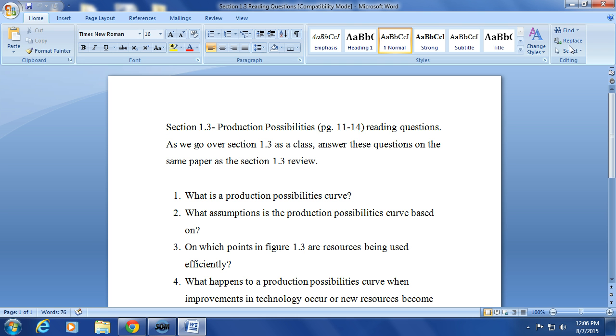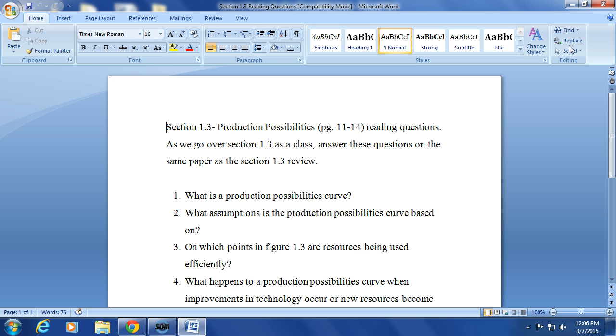Now, let's talk a little bit about the assumptions that the production possibilities curve is based on. And that is also on page 12, that last line. First, it assumes that the amount of available resources and technology will not change during the period being studied. Okay, so that's the first thing we're going to put for number 2. It is assumed that the amount of available resources and technology will not change. So available resources and the amount of technology stays constant.